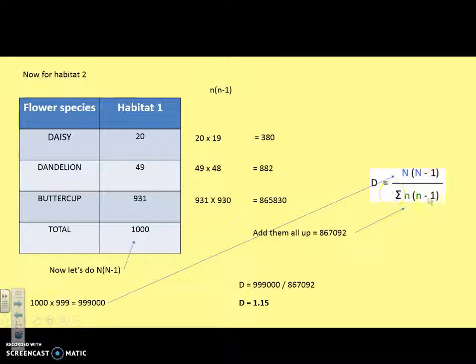Be careful to use the right version of the equation. Be methodical. You've got an example you can do in your booklets.